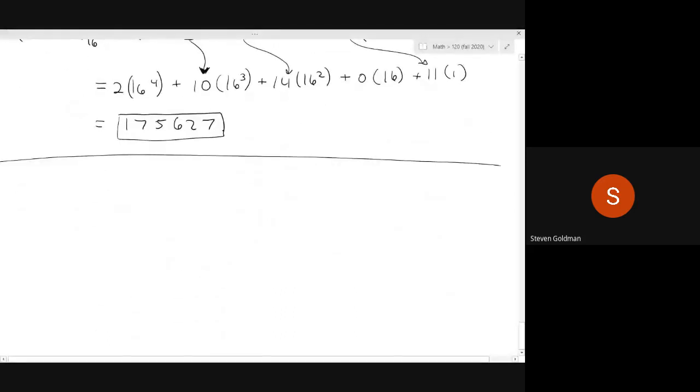Remember, if you're given something in some base other than 10 and you want to write it in base 10, you multiply by powers of the base. So if you're in base 16 and you want to go to base 10, you multiply by powers of 16. If you're in base 8, you multiply by powers of 8. And if you want to go from binary, base 2, to base 10, you multiply by powers of 2. Let's discuss the reverse now.